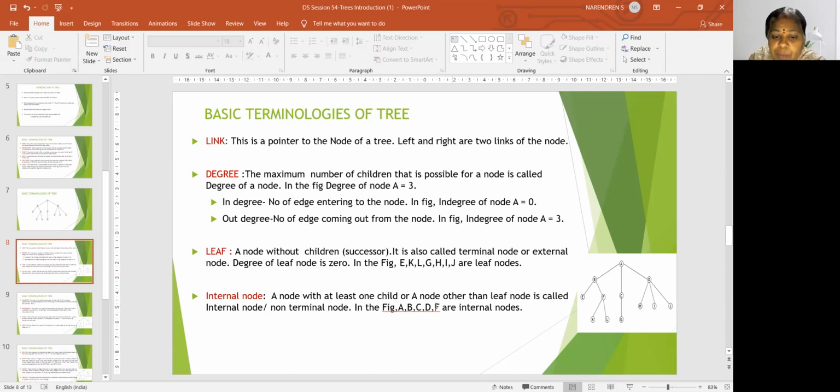What do you mean by an internal node? A node with at least one child, or a node other than a leaf node, is called an internal node. We can also call it a non-terminal node. In this figure, A, B, C, D, E, F are internal nodes. They are not acting as leaf nodes; they have some children.